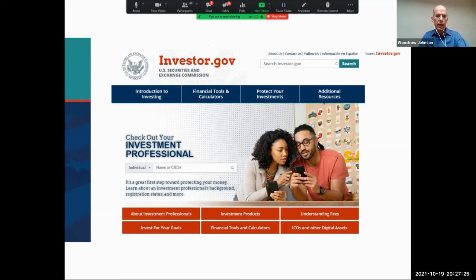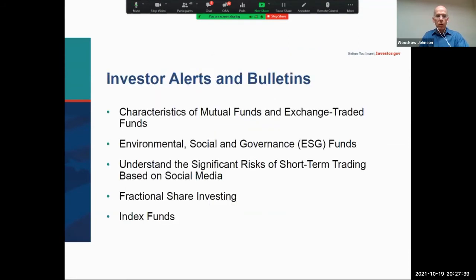Resources, the website. On that website, a number of tools. The very top of the page, there's a link in the blue box called Financial Tools and Calculators. A lot of resources that people like. That's some of the more popular pages on the website. We also have on the website a lot of alerts and bulletins to tell people about things that are currently in the news.